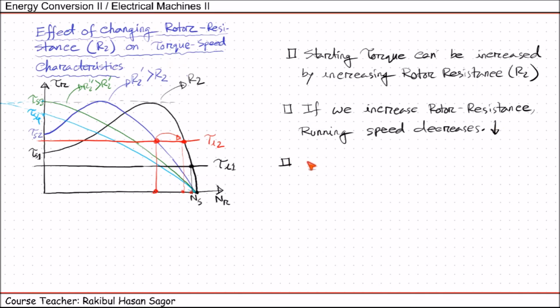And third point is we cannot increase maximum torque by changing R2. The maximum obtainable starting torque is the maximum torque under running condition.